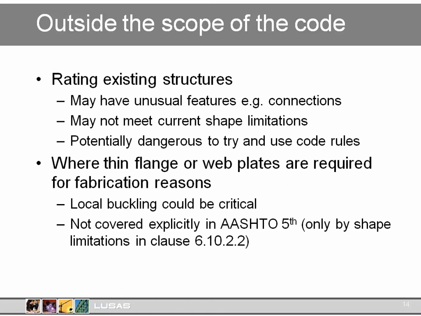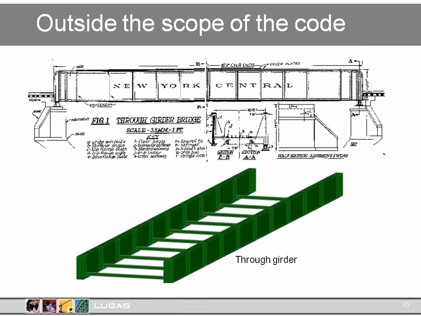In such cases, local buckling can occur, and there are no rules in AASHTO 5th to cover such buckling failures, as they are excluded by meeting the shape rules in clause 6.10.2.2. A through girder bridge such as this may have connections falling outside the scope of the code, and may also have thin plates for the web or flanges falling outside the scope of the code for a second time.